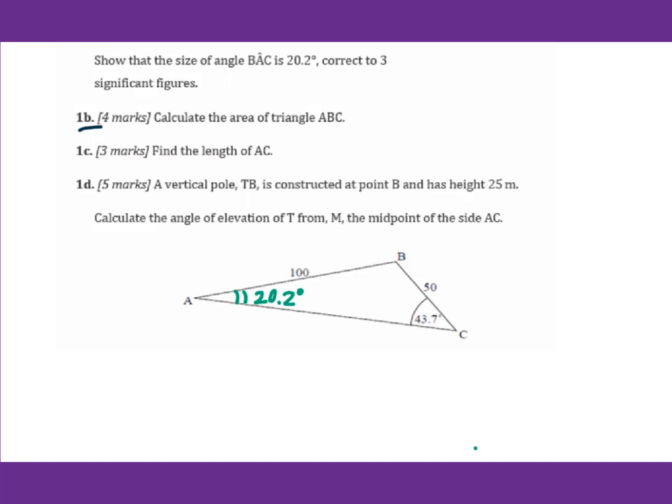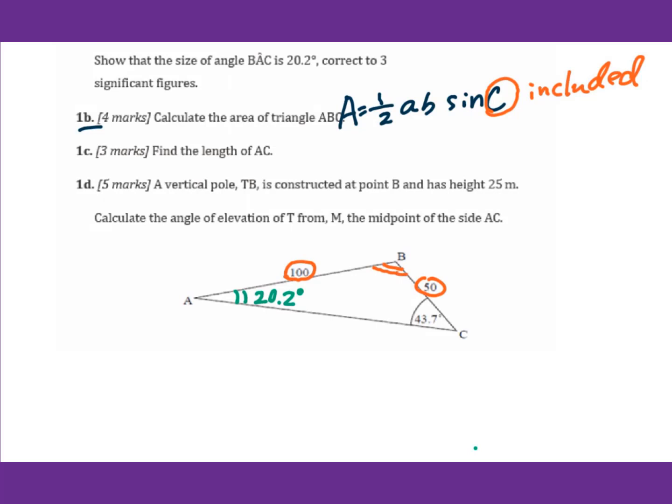For 1b, calculate the area of a triangle ABC. Remember that area is 1/2 AB sine C. But this angle is an included angle. Included angle means you are given two sides, and the angle is formed by these given two sides. We are given this side and this side, so B will be the included angle. You need to figure out this B. As we know, the sum of interior angles in a triangle is 180. Therefore, you do 180 minus 43.7 minus 20.2 degrees. You will get 116.1 degrees.